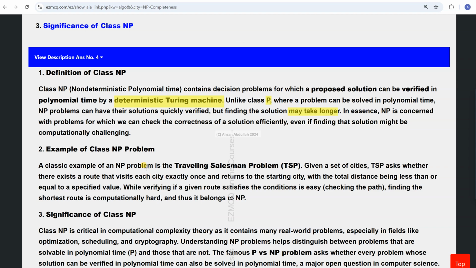A class NP problem, for example, is the traveling salesman or salesperson problem that we have discussed. While verifying if a given route satisfies the conditions is easy, you just add them up, finding the shortest route is computationally hard. Thus, it belongs to the NP class. If somebody says this is a route, or a non-deterministic machine gives me a route, I just add the edge weights of the corresponding graph. That takes polynomial time, and for that, I need a deterministic machine.